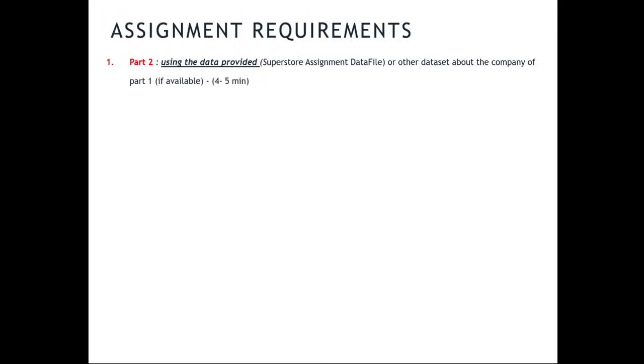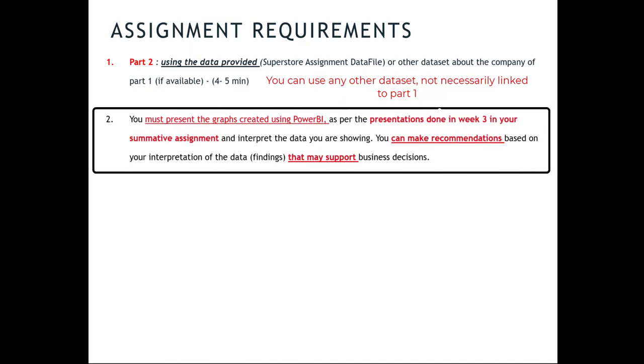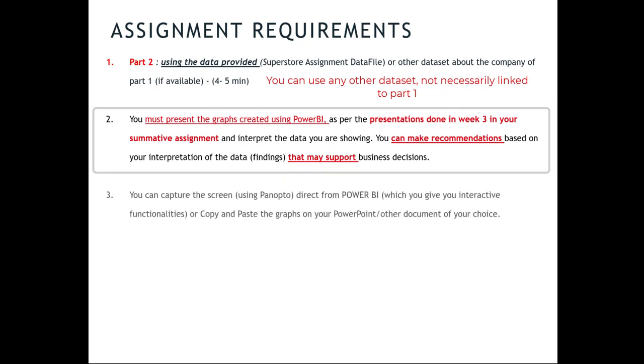About the second part of the assignment, using the data provided, Superstore assignment data file, or other dataset, you will use the software Power BI, in which you must present the graphs created using Power BI, as per the presentations done in Wiki 3 in your summative assignment, and interpret the data you are showing. You can make recommendations based on your interpretation of the data, your findings, that may support business decisions.